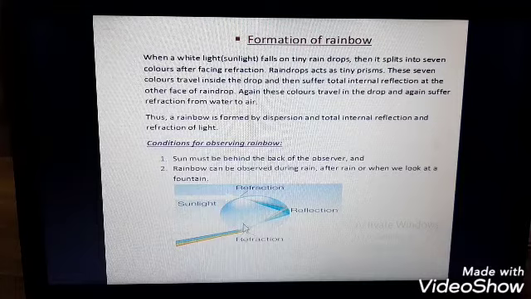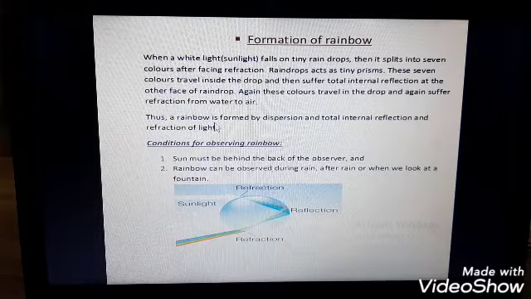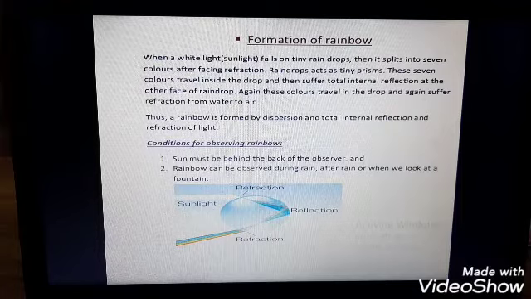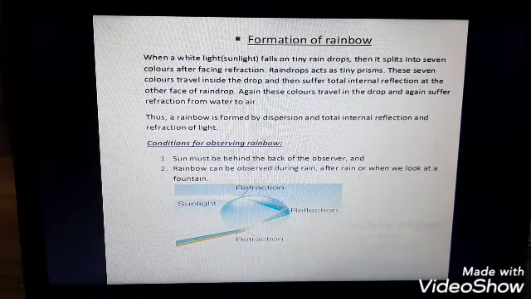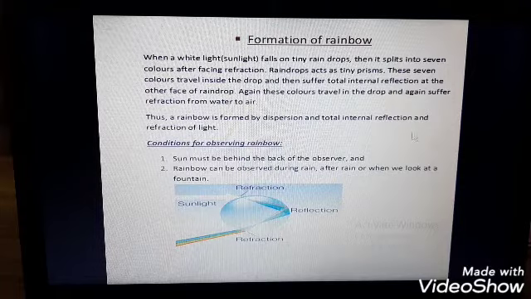So what are the 3 processes here? A rainbow is formed by dispersion, that means the light ray will disperse. Then there is total internal reflection, and then there is refraction of light. So first dispersion, then total internal reflection, and then again refraction of light. This is how a rainbow is formed.